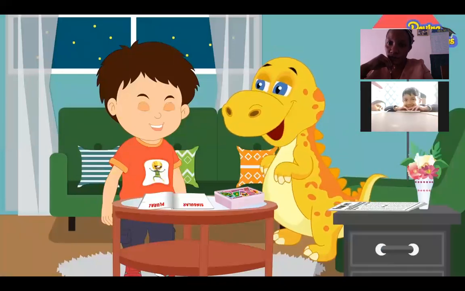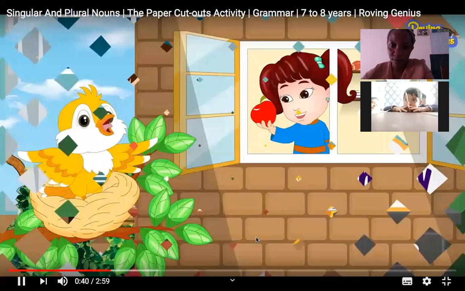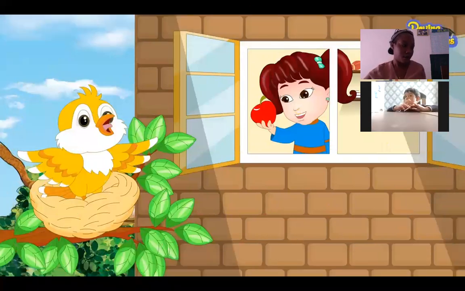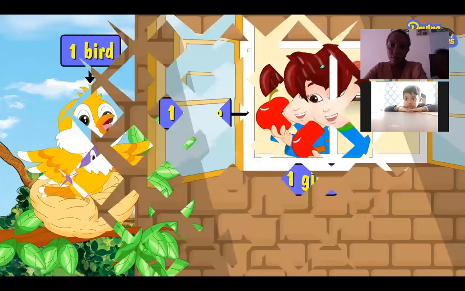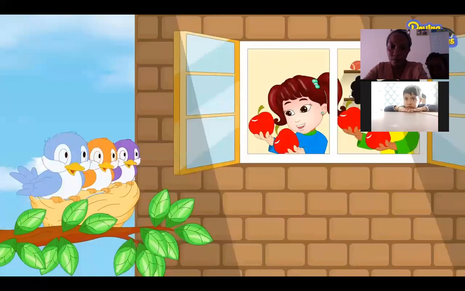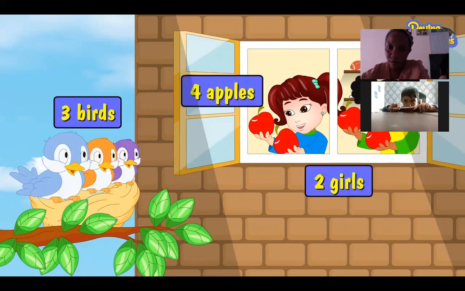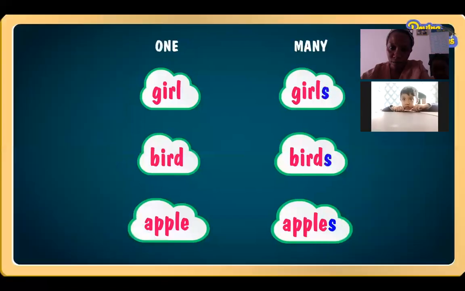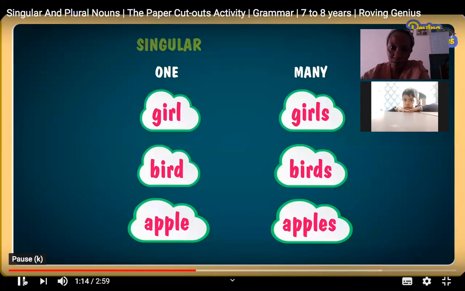Victor, to solve this activity, you need to first understand one and many. Look at this window. There is a girl, a bird, and an apple. Now, look at this window. It has more than one girl, more than one bird, and more than one apple. There are 2 girls, 3 birds, and 4 apples. We can see a very small change when we mean more than one. Nouns that mean one are called singular nouns, while the nouns that mean many are called plural nouns.